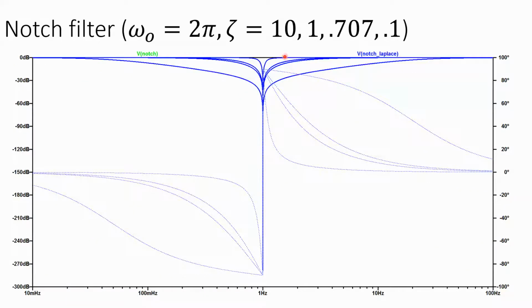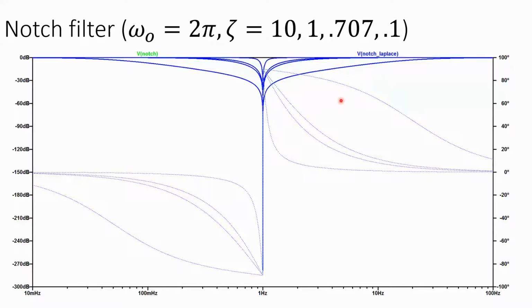And here's the notch, where the more underdamped you are, the more selective it is. But you can see that they all match really well in the frequency domain. So to design your filters in the frequency domain, you can use those behavioral voltage sources just fine.